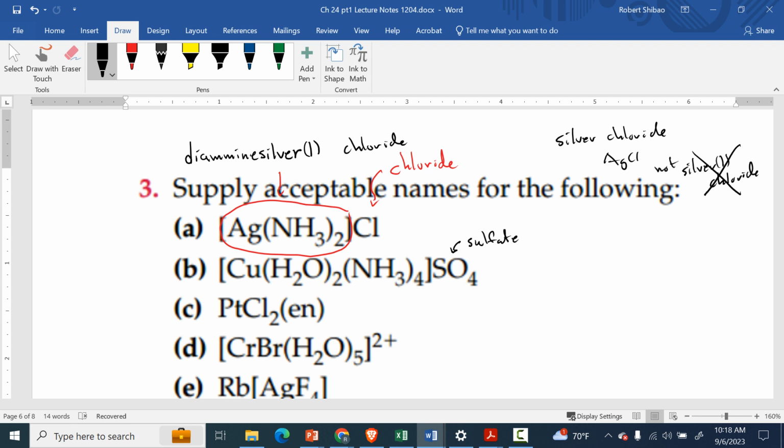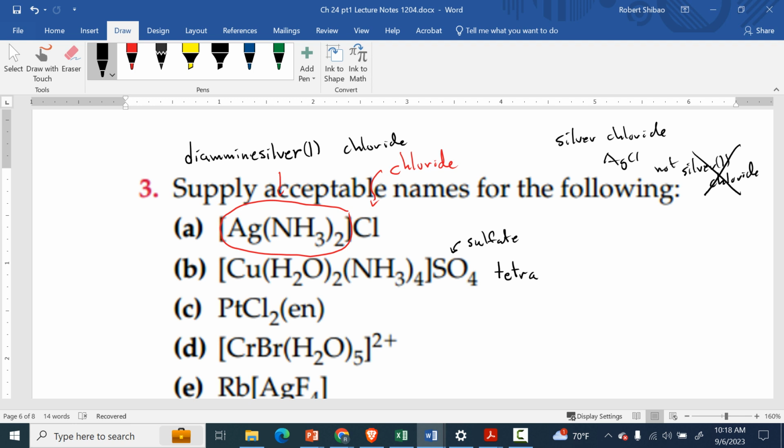And so this whole complex. So we name the ligands first, alphabetically. So what should go first, amine or aqua? Amine. And so how many amines do we have? 4. So that is tetra.